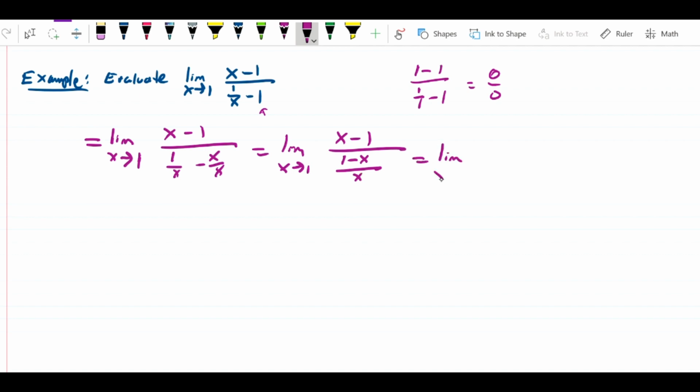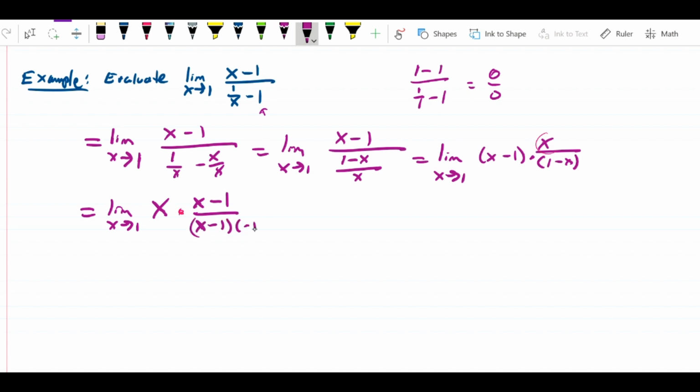This becomes the limit as x approaches 1 of x minus 1 times x over 1 minus x. If I divide by a fraction, it's the same thing as multiplying by its reciprocal. So this becomes the limit as x approaches 1 of, that x comes from here, times x minus 1 over 1 minus x, which is the same thing as x minus 1 times negative 1. So now I have something that I can cancel out.